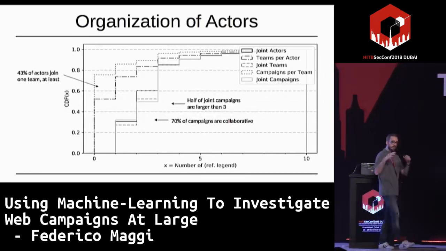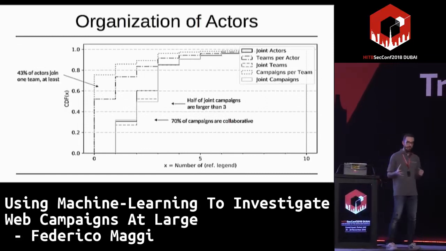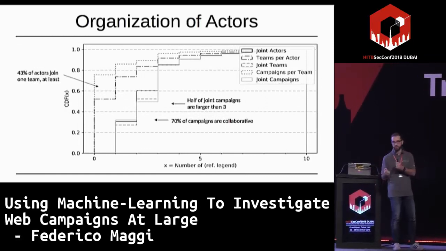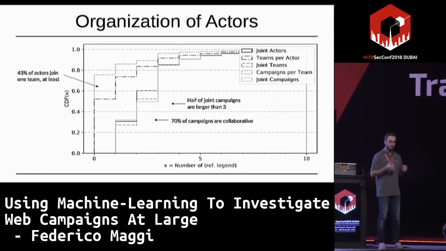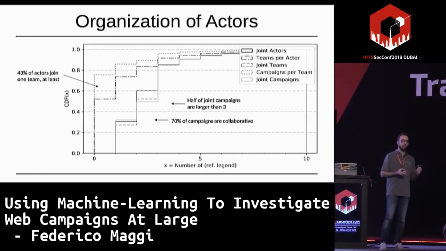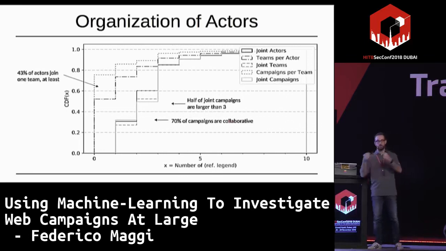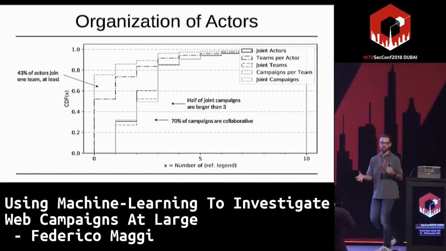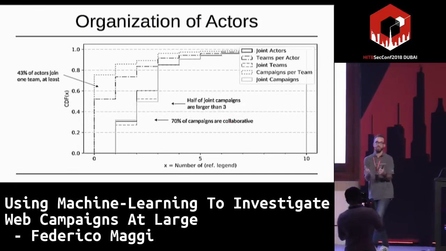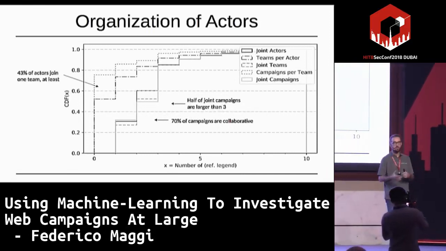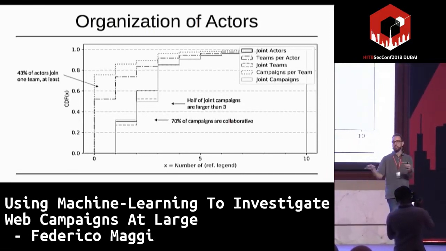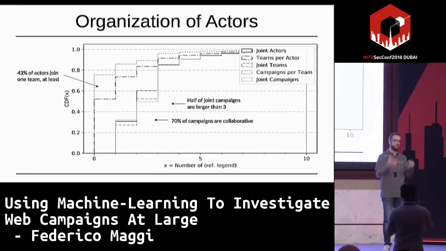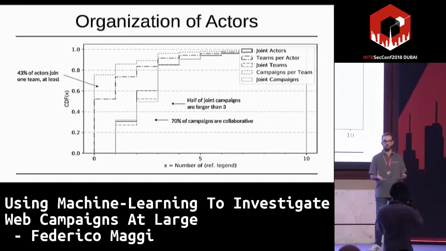Or, for example, we can tell that half of them would join campaigns that are larger than 3, or that 70% of the campaigns are not by lone wolves, but by groups of actors. If you look at these things written down, they kind of make sense, right? But we didn't have evidence so far. We didn't have the means to query a data set and say how many of these groups or campaigns are collaborative, right? Now we can.